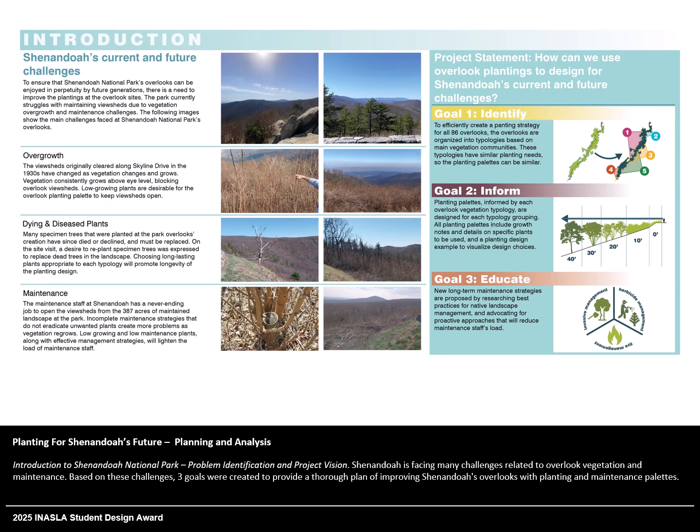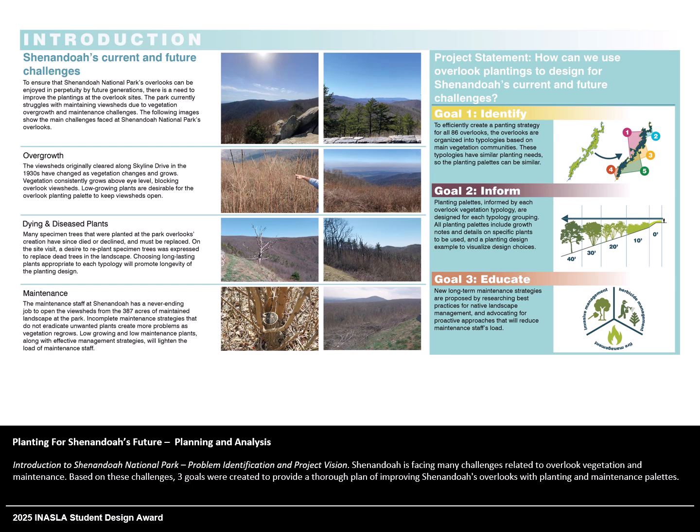Shenandoah is facing many challenges related to overlook vegetation and maintenance. These challenges include the following: overgrowth. Vegetation consistently grows above the sight lines, meaning that overlook view sheds are blocked. Dying and diseased plants. Many plants and specimen trees that were planted and saved at the park's establishment have declined, and it's time for many replacements. Maintenance. Current maintenance strategies take a reactive approach and don't eradicate unwanted vegetation properly. A proactive maintenance approach will lighten the maintenance staff's load.